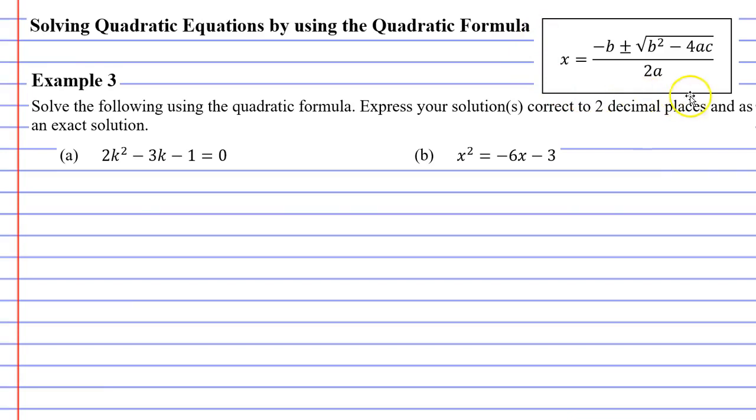You'll notice that the quadratic formula is used for calculating x, which is great for question B because we're trying to figure out what x is. But for question A, we're actually trying to find k. What do we do in that situation? Well, it's quite simple. You just cross out the x and make it k.